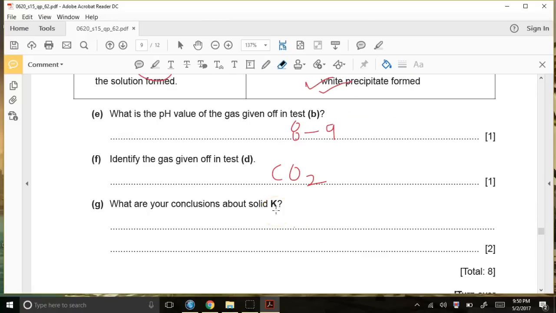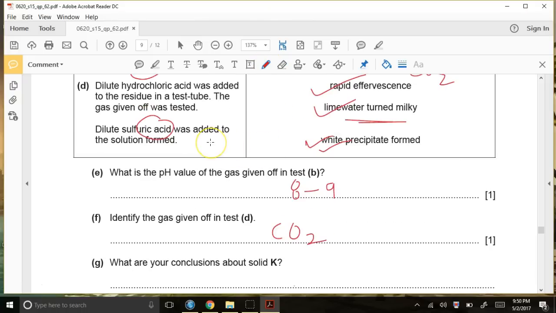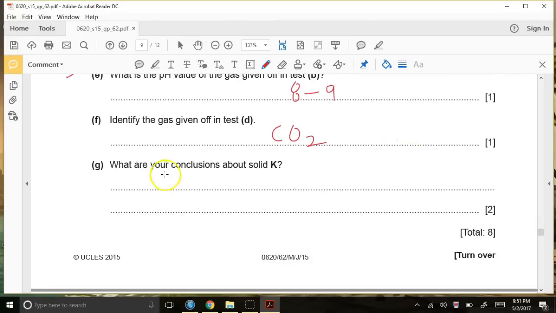Well, let's have a look at part G now, which says what are your conclusions about solid K. Now, keeping in mind that we have sulfuric acid which was used here, which gives off a lot of sulfate ions. So I'm going to get a lot of sulfate ions from there, and I'm getting a white precipitate here, which means I could guess the cation could be barium, because barium sulfate is white, or I could think of Pb2+, I could think of that. These are the two best answers. Of course, there is more than one answer available, but I would recommend you just stick to these two.